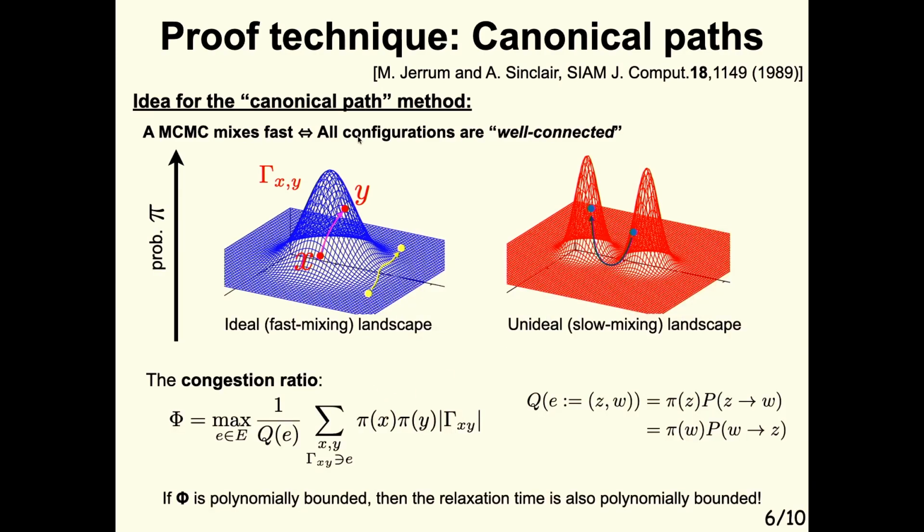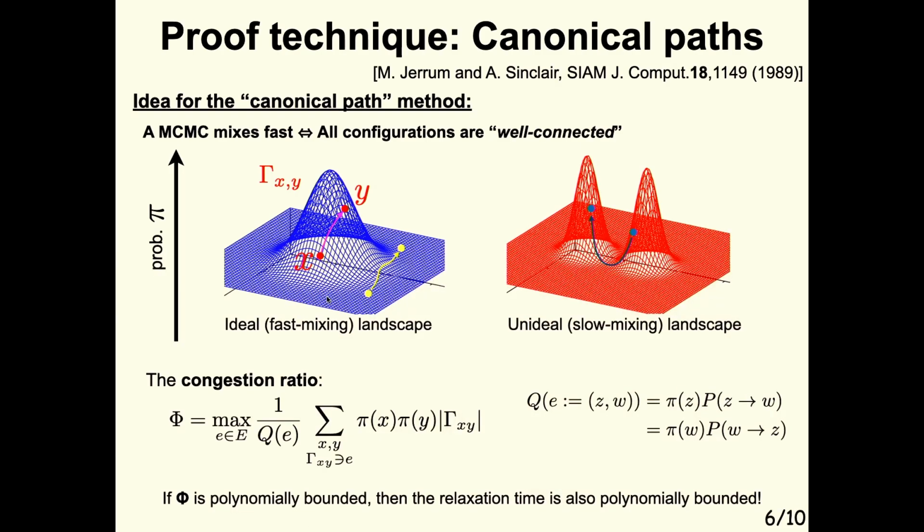So the canonical path method is basically a more rigorous version of this intuition. What it asks you to do is, for all possible pairs of configurations x and y that you want to be sampling from, come up with a path that connects x and y. And if that path is reasonable, then you can show that your random walk mixes in polynomial time.